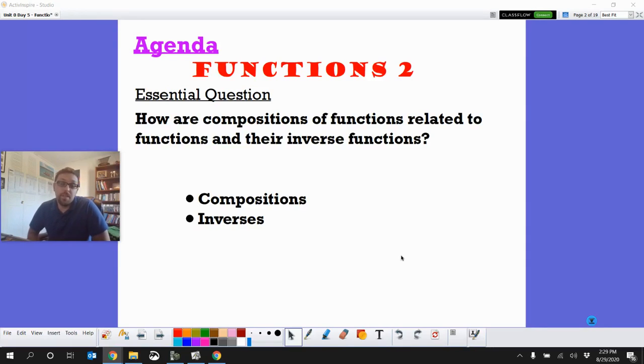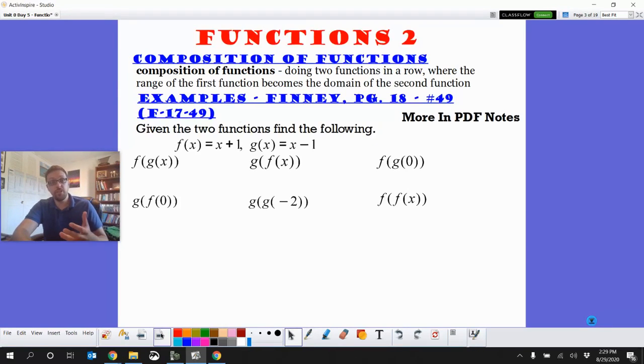Hey, and welcome to the second part of functions. We just got to talk about compositions of functions, which is really related to inverse functions. Starting with compositions is just when we shove one function into another function. We can do this with variables, or we can do this with numbers, either way.